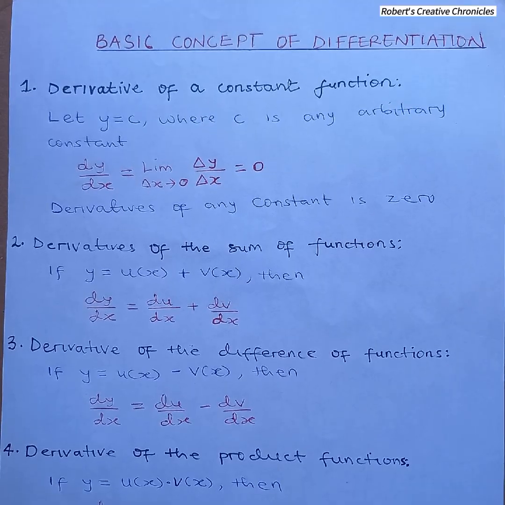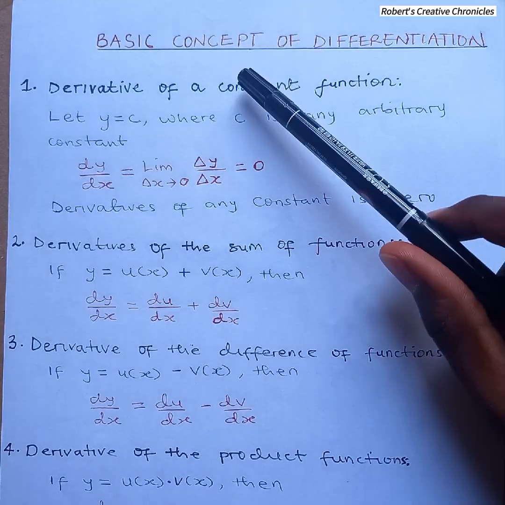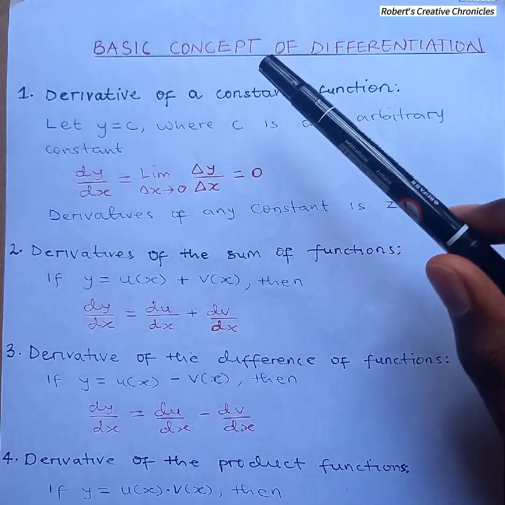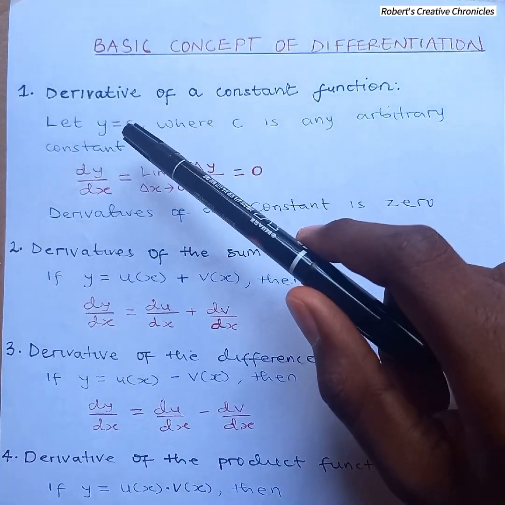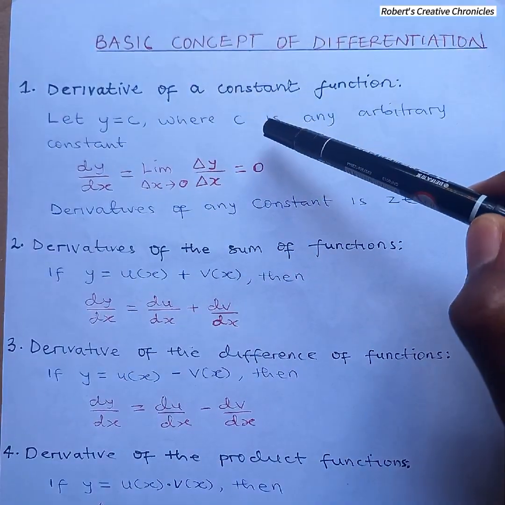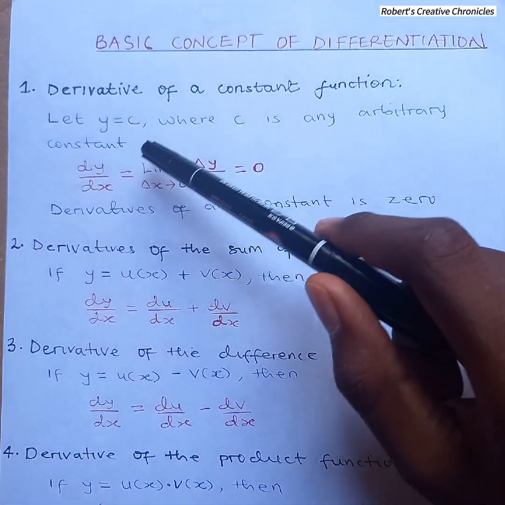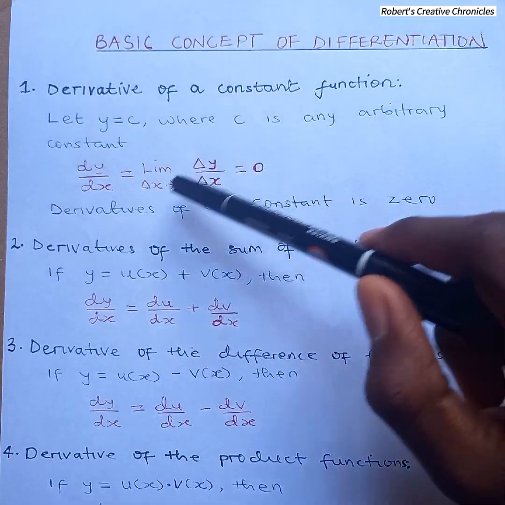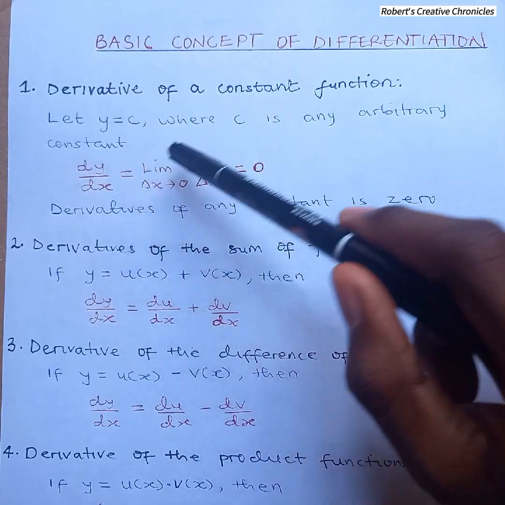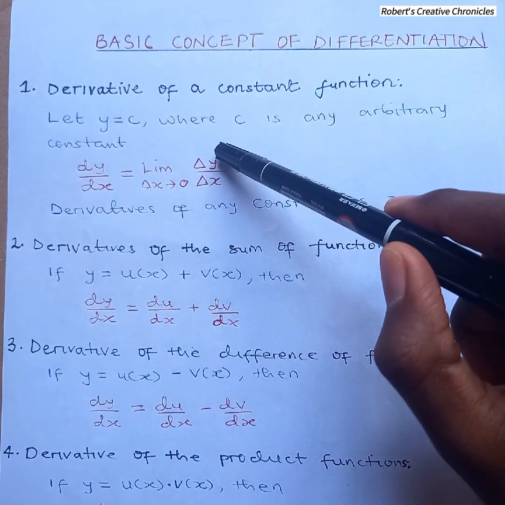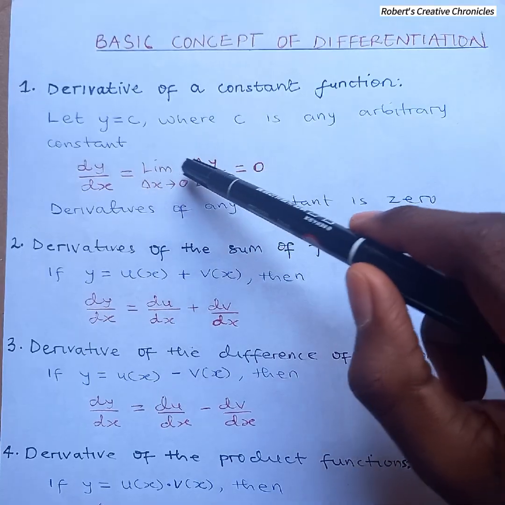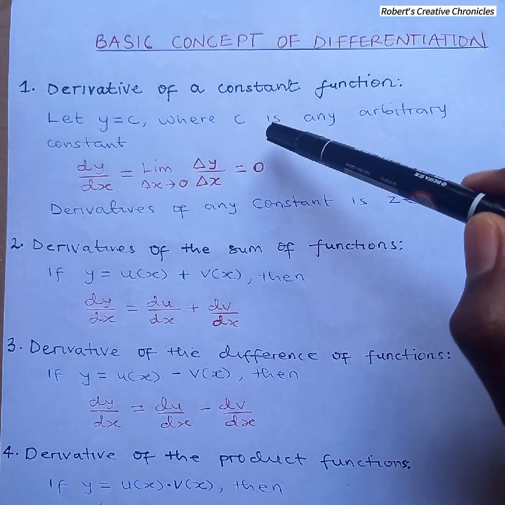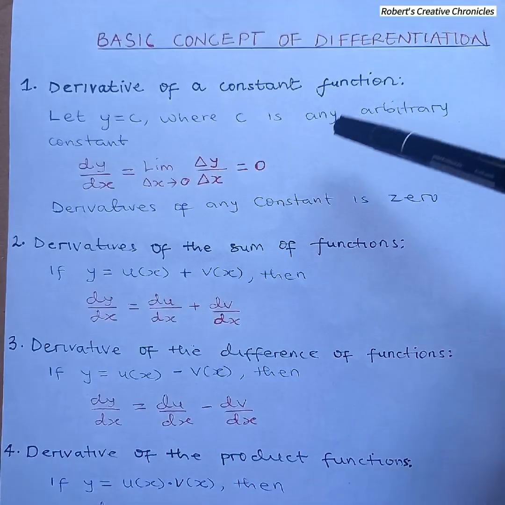So today I'm going to be discussing with you the basic concept of differentiation. Now, the first concept is the derivative of a constant function. Let y equals c, where c is any arbitrary constant. dy over dx equals limit of change in y over change in x as change in x approaches 0 equals 0. Hence, the derivative of any constant is 0.